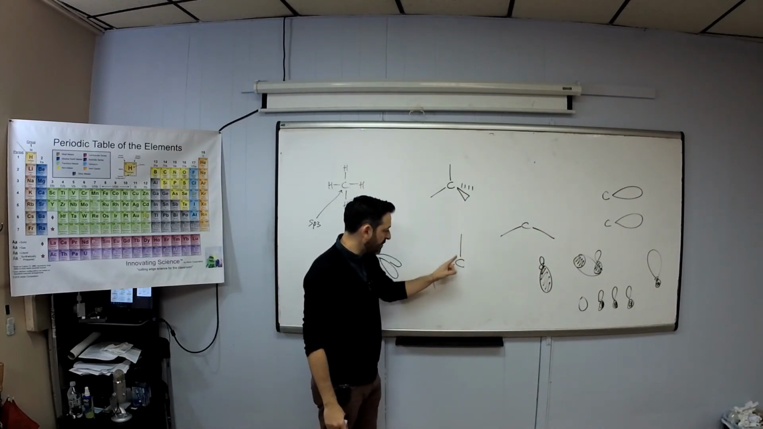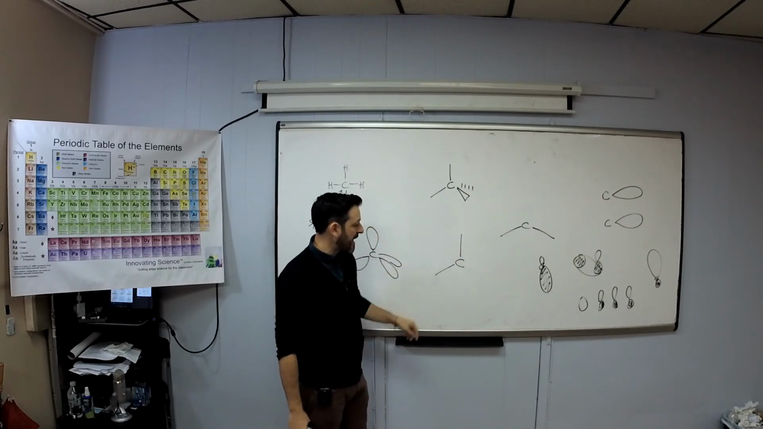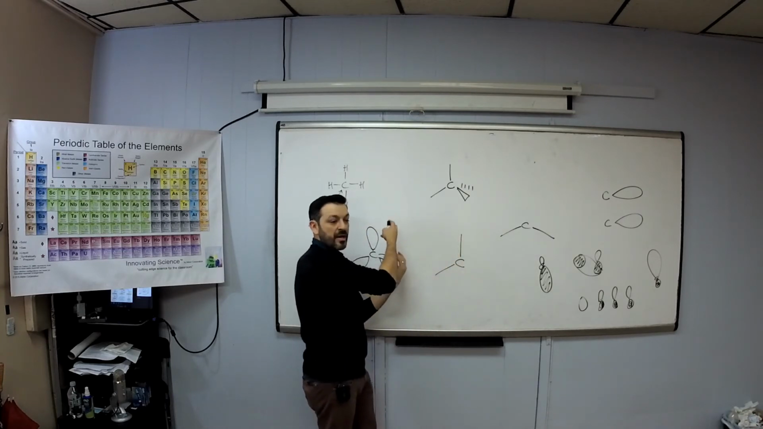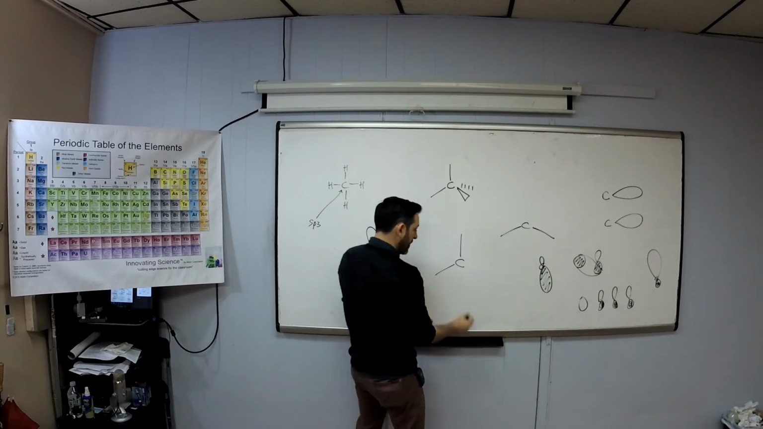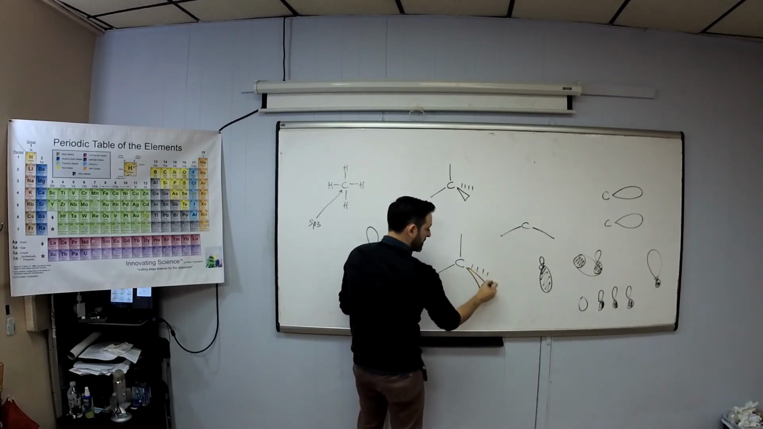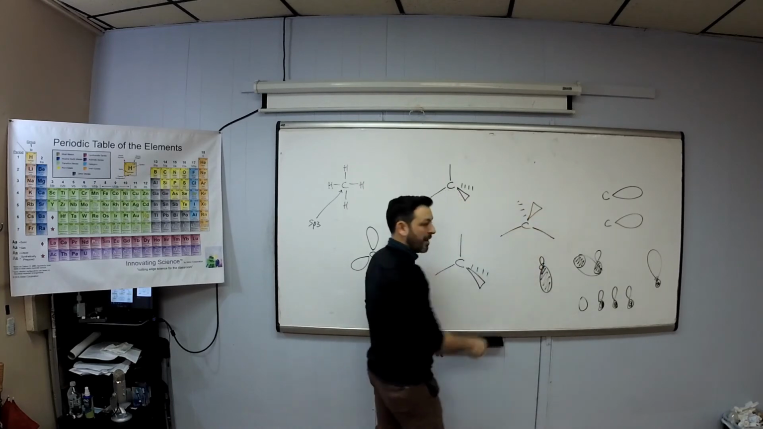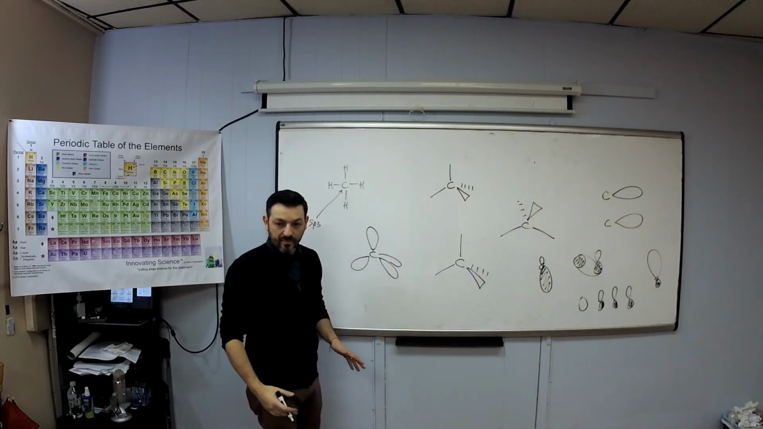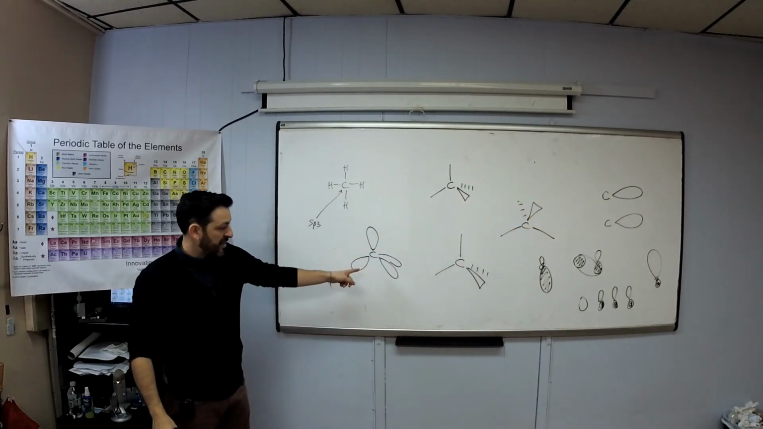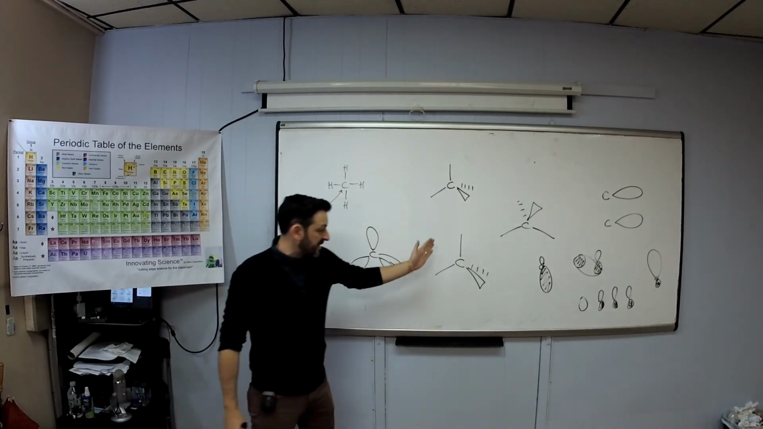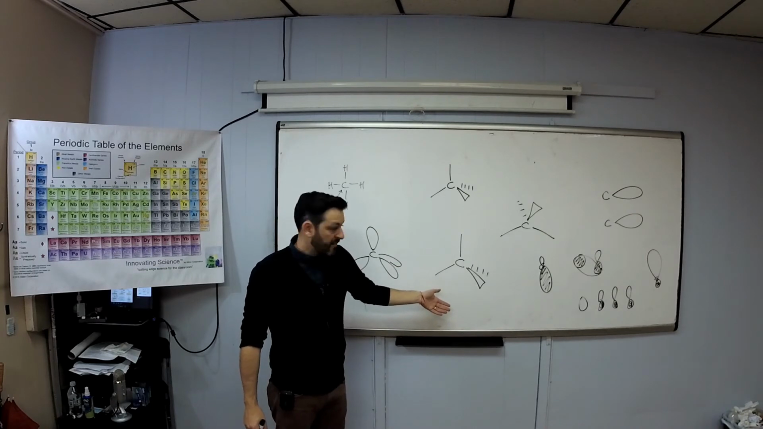Now that I have the 2 sticks in the plane of the board, I need to draw the wedge and dash. If the sticks go this way, the wedge and dash go the other way. So I could draw a wedge and a dash. Do you see, if the sticks go down, the wedge and dash go up? Really simple. Now when we draw the sp3 picture, we're drawing bubbles instead of sticks, wedges, and dashes.